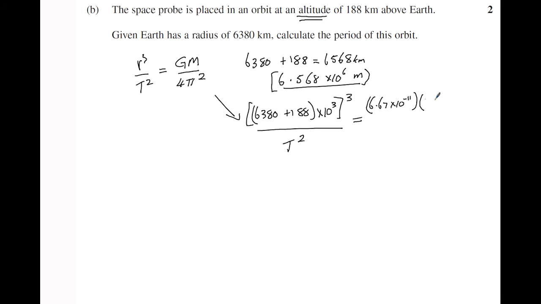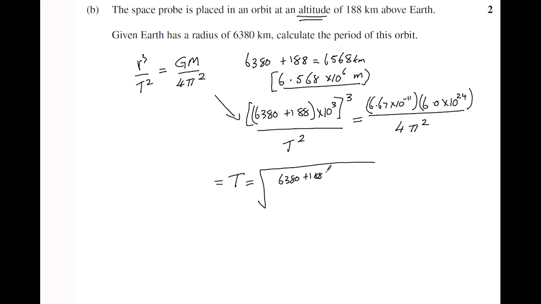Now, the mass of the Earth in 2 significant digits is 6 by 10 to the power of 24. And then we put that over 4 pi squared. I've now substituted into a correct equation. And then, if I now rearrange this, I get this: T equals the square root of 6,380 plus 188, and of course that's all by 10 to the power of 3, correct SI units.